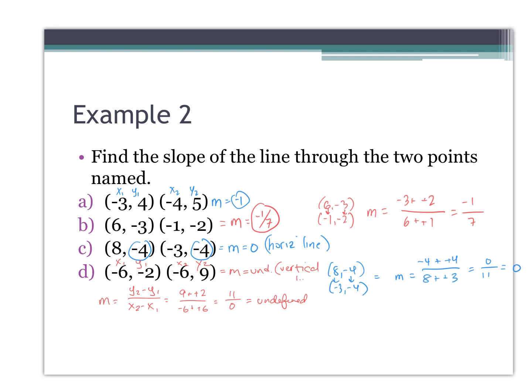If you look at it, you notice your x isn't changing, so there's no run here. Well, when there's no run, it's vertical. This is just a line straight up and down. And so you might be saying to yourself, well, why is C 0 and why is D undefined when they look very similar as problems?